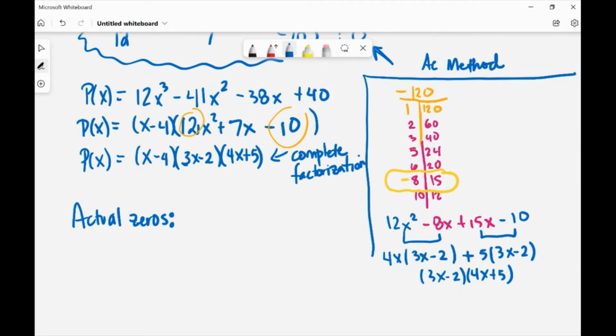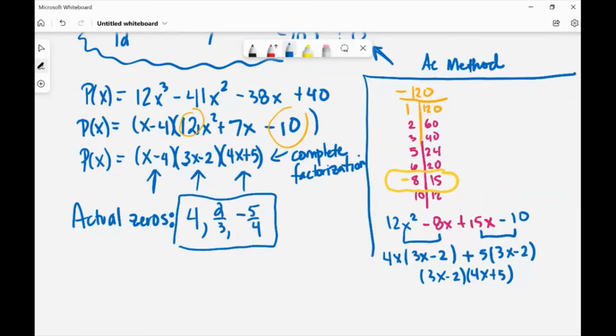Positive 4. All right, so 2/3 comes from that one. Negative 5 over 4 comes from that one. Very good. Again, to find your zeros, all you do is set the function to 0. And here, since we factored it, set all your factors to 0 and solve for x. These are called the actual zeros.